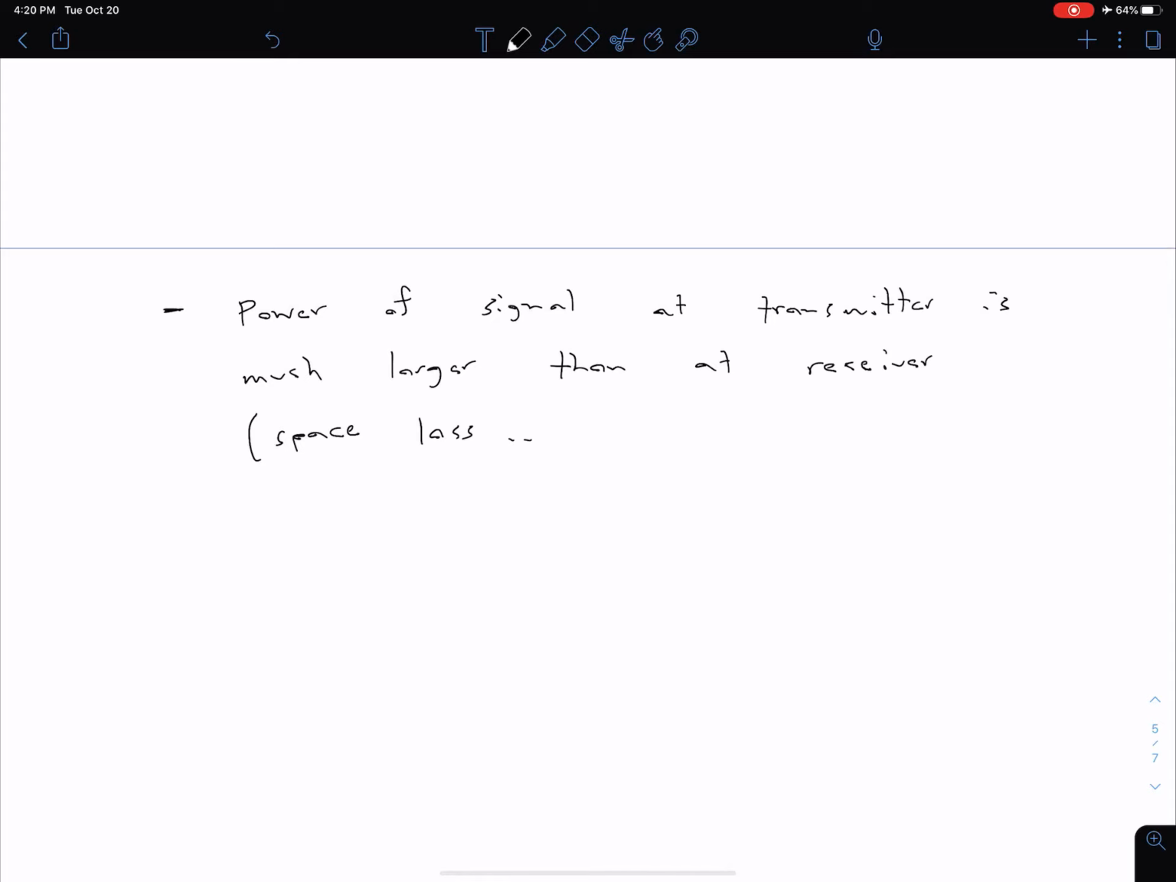Our space loss, as we'll see a little later on in electromagnetics in a later course, is going to be proportional to 1 over r squared, so 1 over the distance from that antenna squared. This is going to be particularly true if we're talking about an omnidirectional antenna. Let's say we have some antenna here. If it's broadcasting in every direction, then we're going to be losing a lot more energy than if we had some directional antenna, which is only broadcasting in a certain direction.